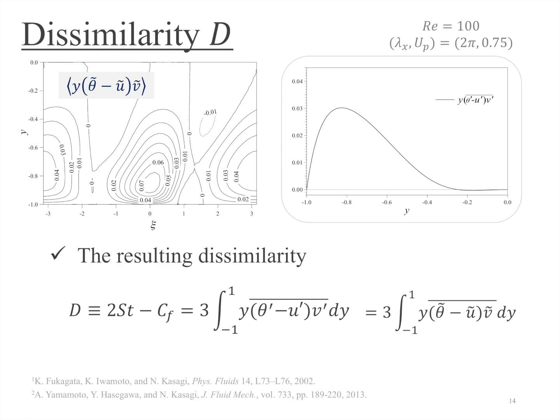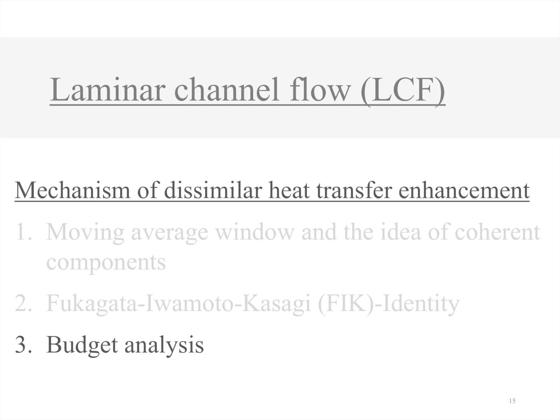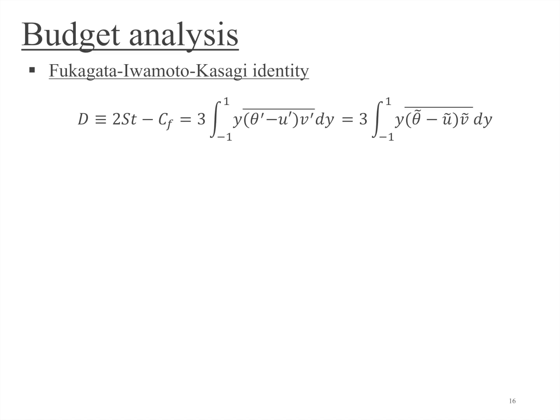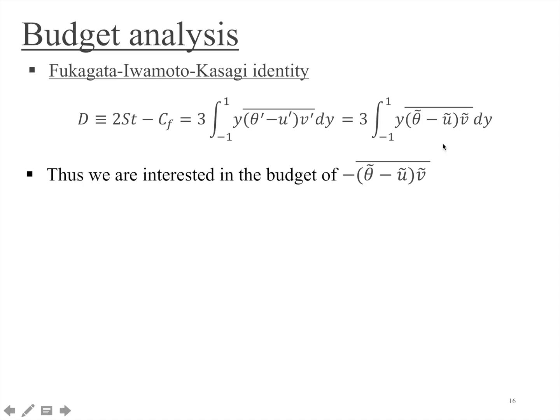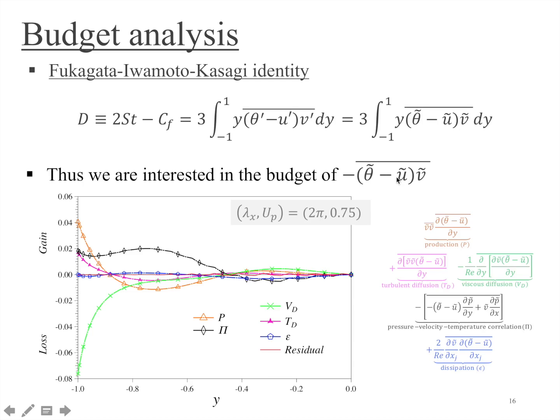Now, the importance of the induced pressure gradient on the generation of dissimilarity can be understood from the budget analysis. As we have seen earlier, using the FIK identity, we can write the dissimilarity as the difference between the y-weighted scalar heat flux and Reynolds shear stress. So we are interested in the budget of scalar heat flux minus Reynolds shear stress. The budget consists of 5 terms: the production term, the 2 diffusion terms, the pressure temperature velocity correlation term, and the dissipation term.